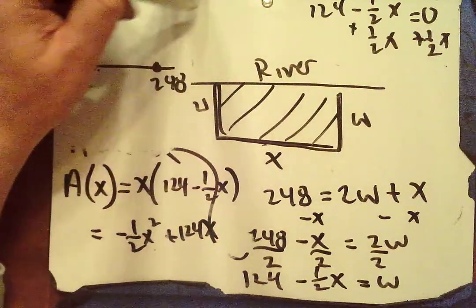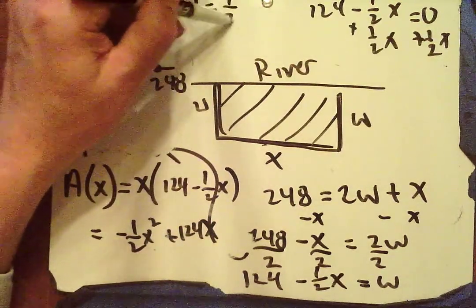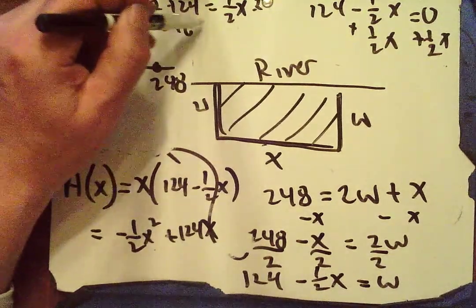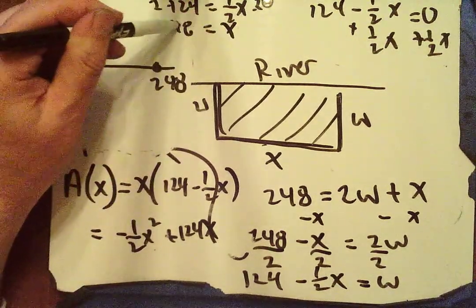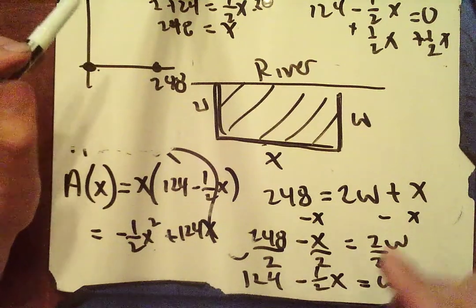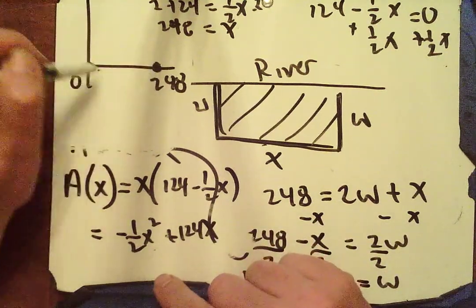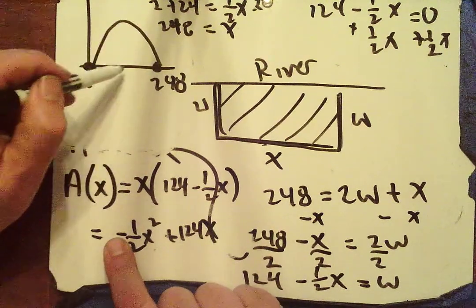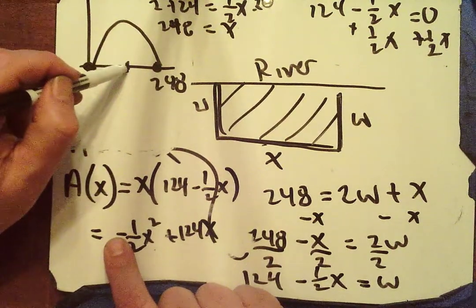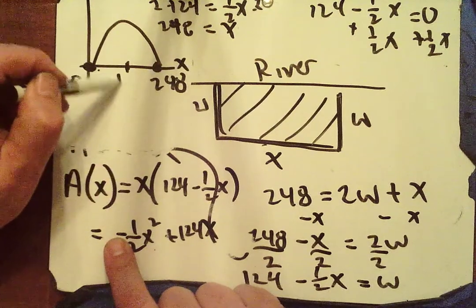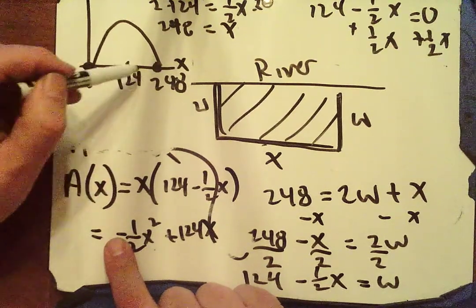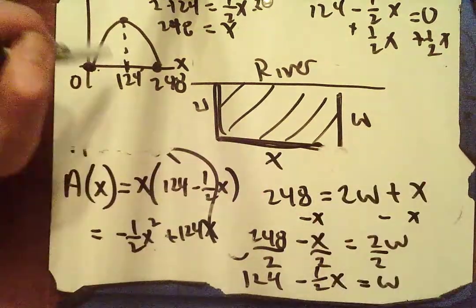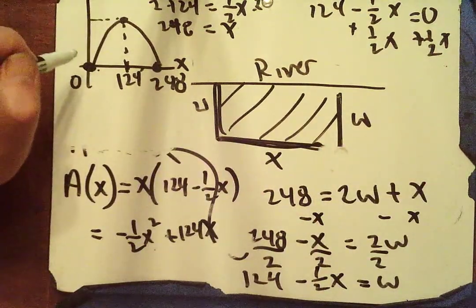And so I'm going to get 124 equals 1 half X. If I multiply both sides by 2, I get 248 equals X. So I know my intercepts are at 0 and 248. I know it's a down-pointing parabola. And I know that halfway in between, I have 124. That's going to be the X value that produces the maximum area.